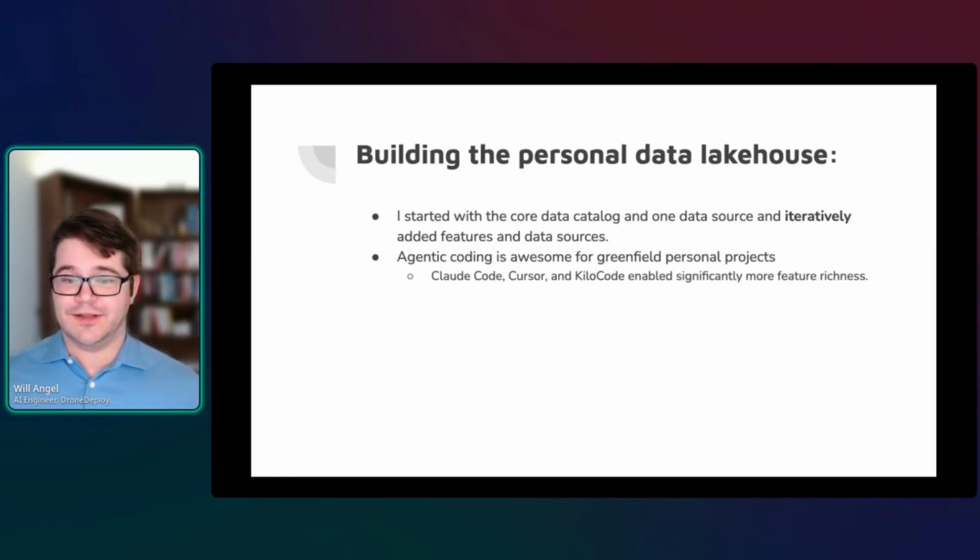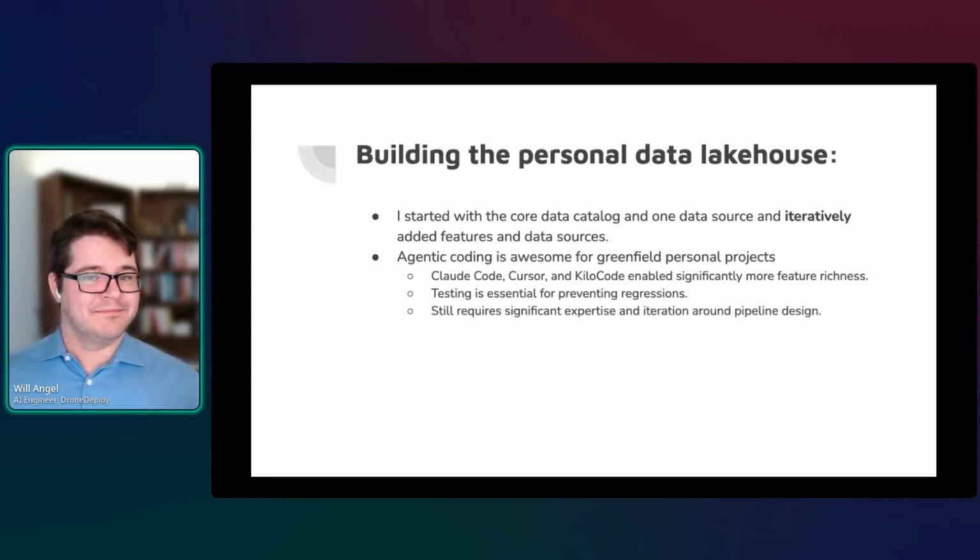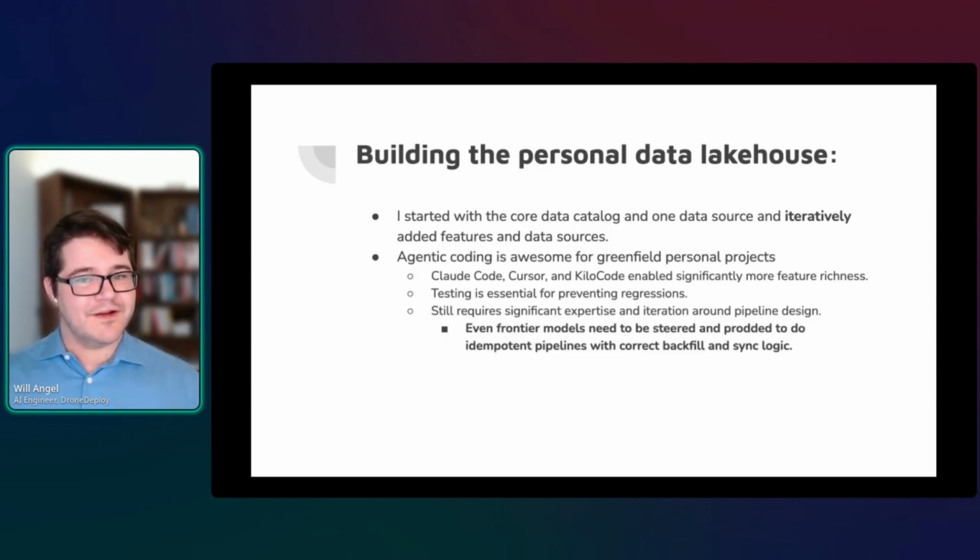Claude Code, Cursor, and Kilo Code got me to do way more than I was originally expecting feature-wise. That said, testing is essential because I had places where the agents implemented something and broke something else, so that's important. And I will say, you can do a lot more with agentic coding, but even frontier models need to be steered and prodded to do pipelines correctly, because things like idempotence, backfill and sync logic, they're getting that all to work, not just on the happy path, but on the unhappy paths. That still requires a lot of prodding and expertise.